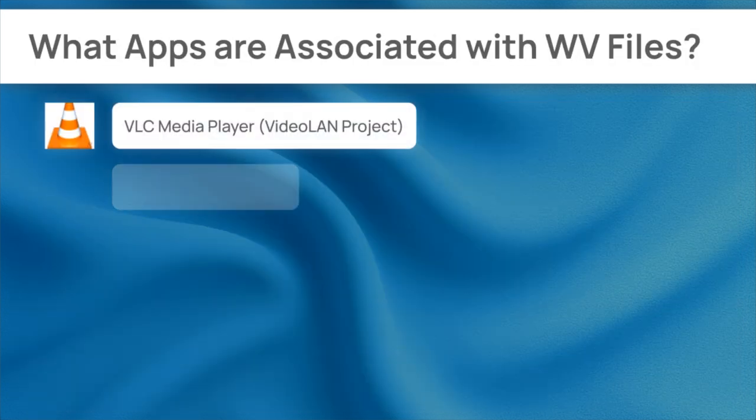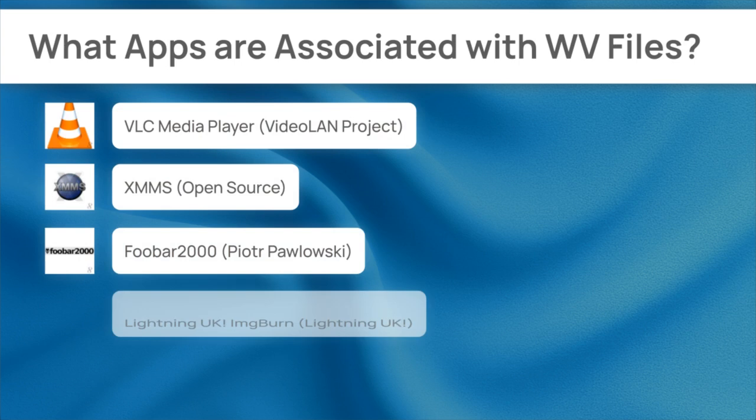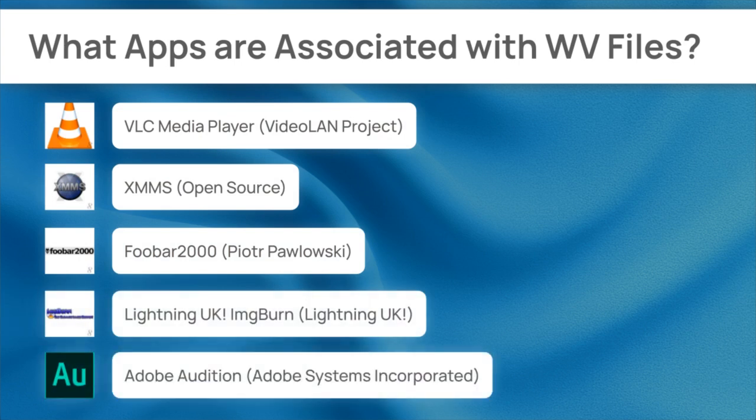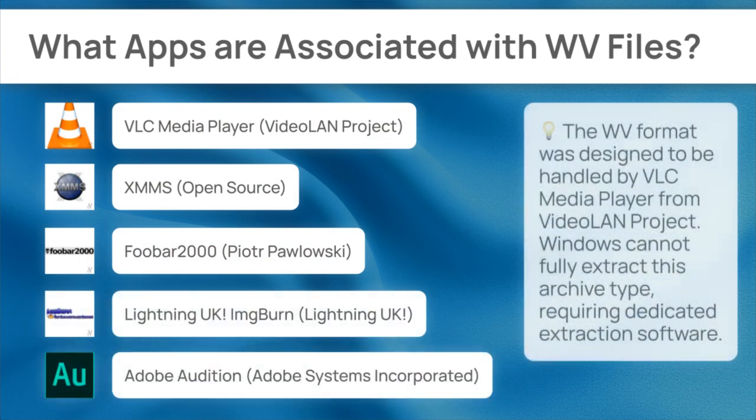The tool most commonly used for creating WV files is VLC Media Player by VideoLAN project. Windows cannot fully extract this archive type, requiring dedicated extraction software. Windows handles simple playback, but multitrack or effect-based editing requires advanced audio tools.